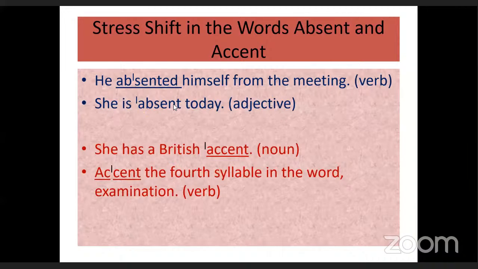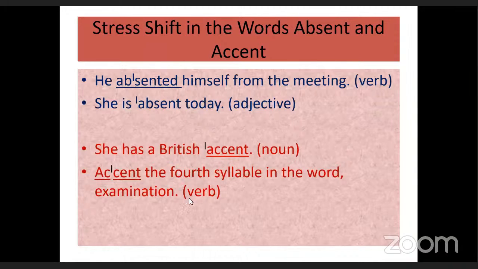In the next sentence, the same word is used as an adjective, and so the stress should be on the first syllable. You can see it on the screen. She is absent today. You see, the stress is on the first syllable. Now about the word accent, it functions as a noun as well as a verb. When the word is used as a noun, look at the sentence. She has a British accent. The stress should be on the first syllable.